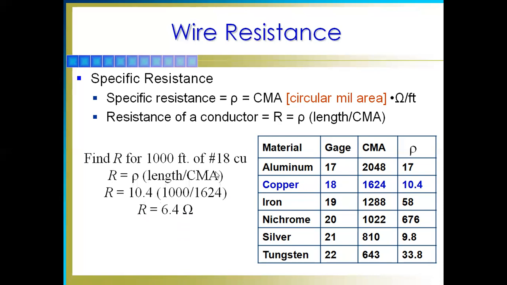So here R is rho times length upon CMA, that is, R will be 10.4 times 1000 upon 1624, so R is equal to 6.4 ohm. So for this R, you will get the value of 6.4 ohm.